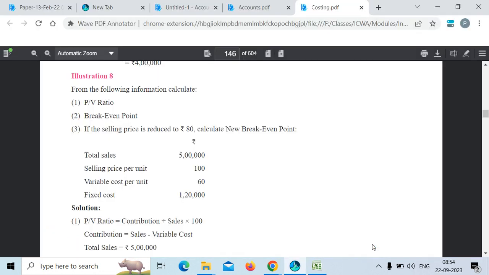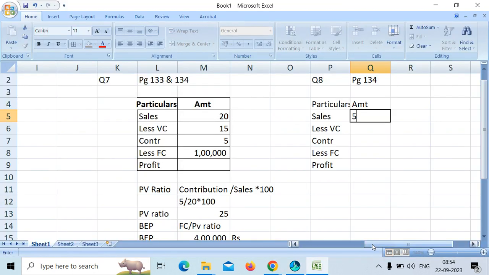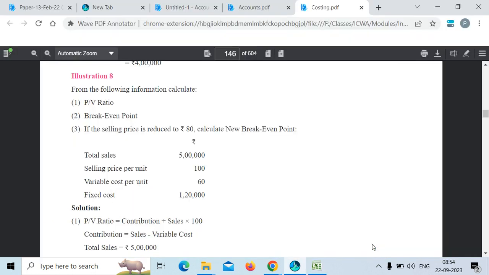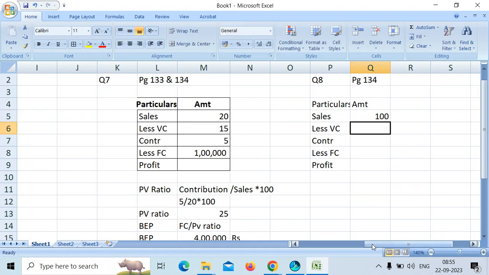Now here we have total sales of 5 lakh rupees. We have per unit sales also 100. So 100 rupees, 60 rupees is my variable cost, 40 rupees is my contribution.